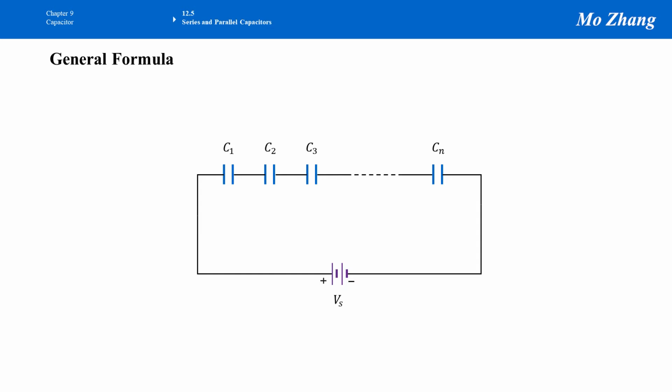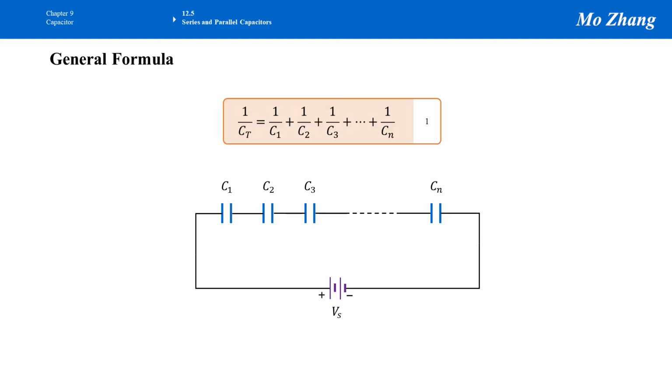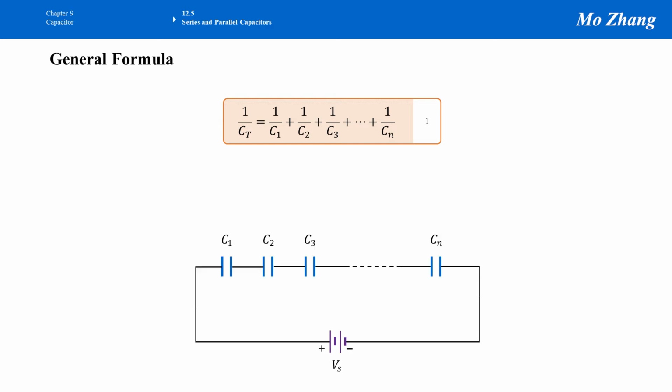When capacitors are connected in series, the total capacitance has to be calculated using the reciprocal formula. That is, 1 over Ct, where Ct is the total capacitance of the system, equals 1 over C1 plus 1 over C2 plus 1 over C3 all the way to the last capacitor, or the nth capacitor, 1 over Cn.